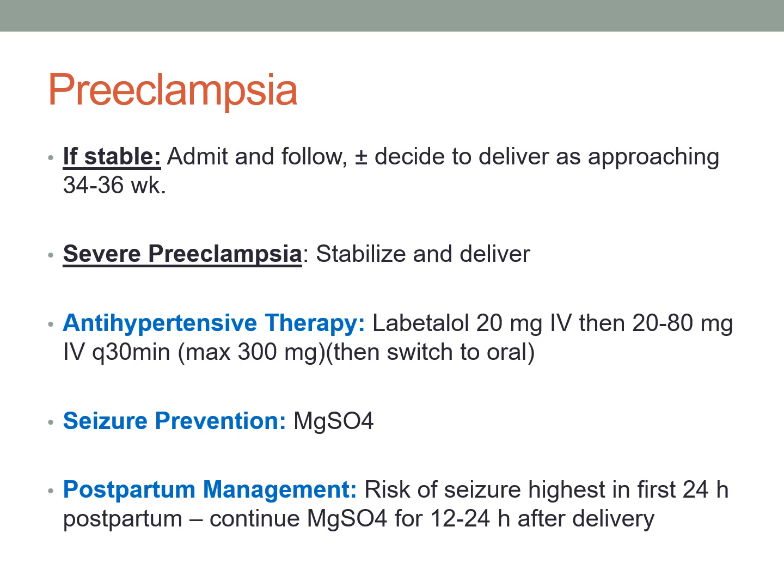Preeclampsia is a medical emergency. If the patient is stable, admit and follow. Decide to deliver as approaching 34 to 36 weeks. In severe preeclampsia, there is a need to stabilize and deliver. Blood pressure is controlled with antihypertensive therapy such as labetalol. For seizure prevention, magnesium sulfate needs to be given. Risk of seizure is highest in the first 24 hours postpartum. Continue magnesium sulfate for 12 to 24 hours after delivery.